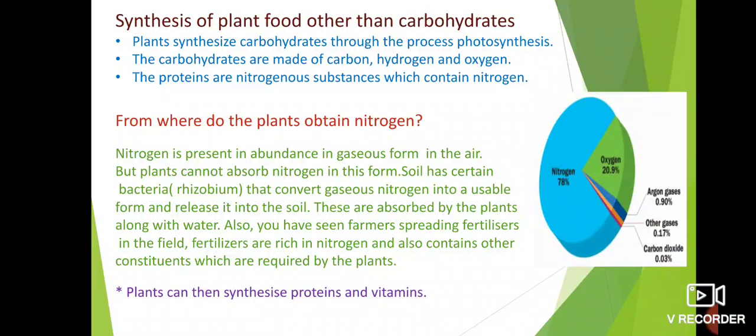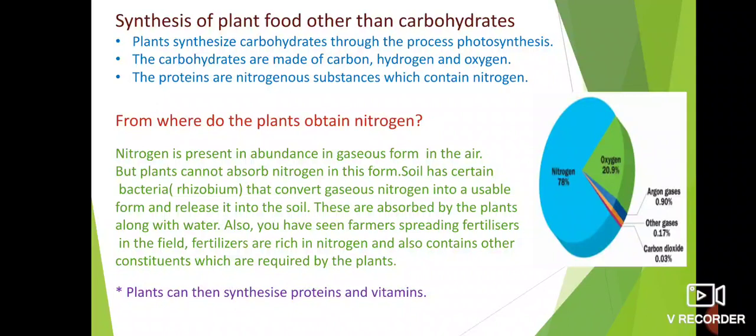First method, that is with the help of rhizobium, plants obtain nitrogen. And one more method, that is spreading fertilizers which are rich in nitrogen. The fertilizers which are rich in nitrogen are spread over the field, and the plants absorb the nitrogen present in the fertilizer. Like this, plants obtain nitrogen. Along with the nitrogen, there is a presence of some other constituents in the fertilizers. They are potassium, calcium and sodium. These constituents are also present in the fertilizers and help the plants for their growth.